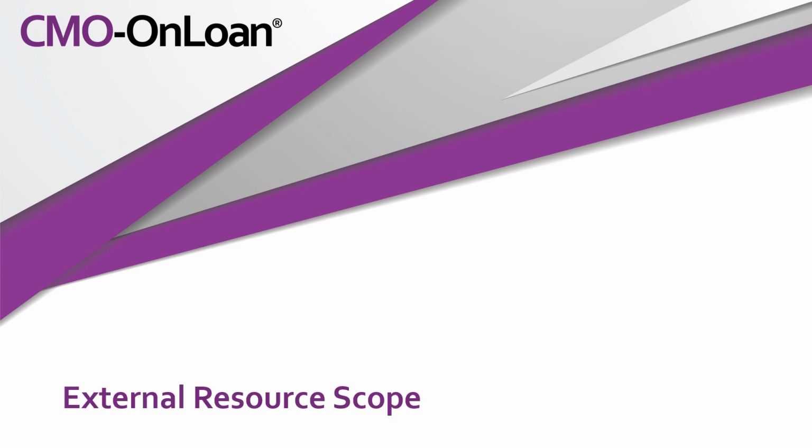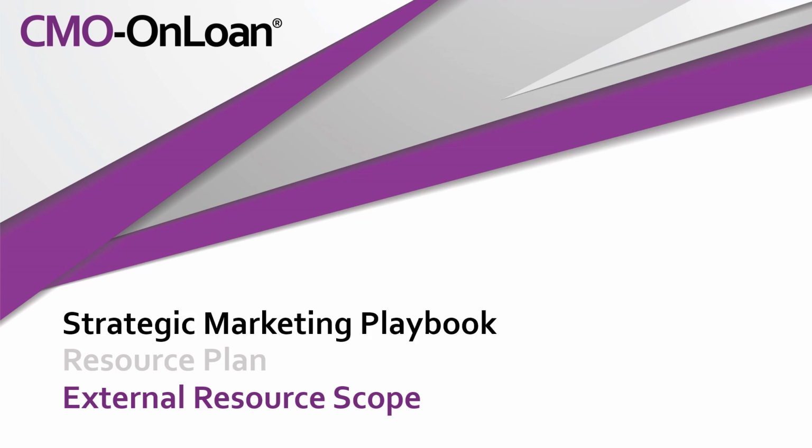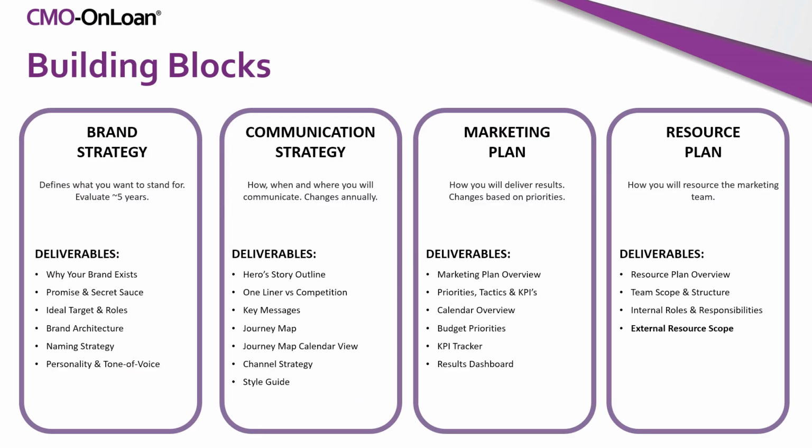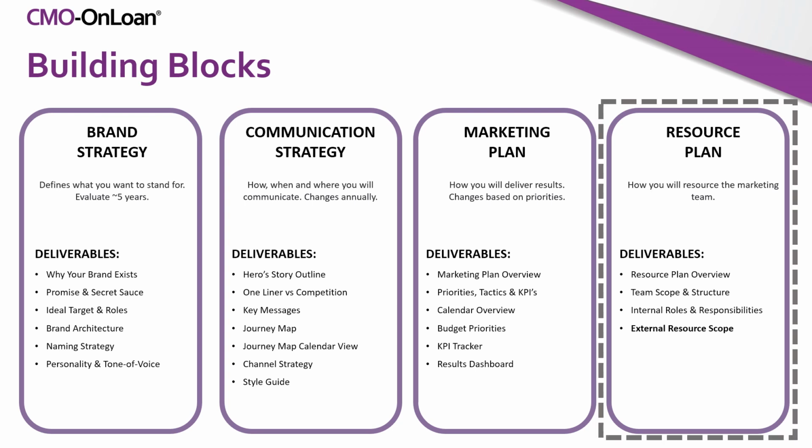Today, we're going to talk about your external resource scope. It is within the resource plan as part of the strategic marketing playbook. So you'll see on the right side there, the resource plan is how you're going to resource the marketing team to get all the things done to deliver the marketing plan. So this is the last deliverable.